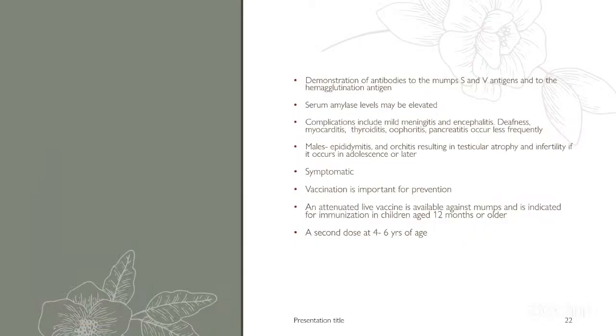Diagnosis is mostly by clinical findings, and you can also demonstrate antibodies to the mumps S and V antigens. Serum amylase levels may be elevated. Another importance of this condition is the complications. There are a lot of complications that can occur, like meningitis, thyroiditis, pancreatitis. In males, there could be epididymitis or orchitis with testicular atrophy and even infertility. So it has to be properly managed.